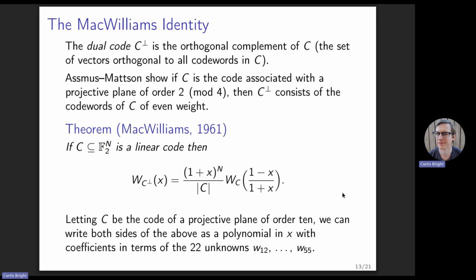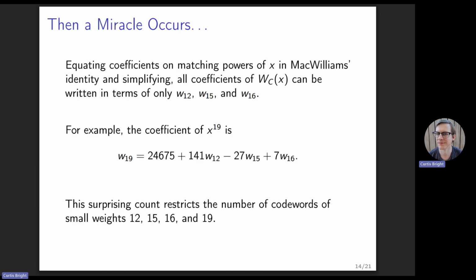What you can do is work out both sides of this exactly in terms of the 22 unknowns. You look at the left side in terms of the 22 unknowns and the right side in terms of the 22 unknowns. Then you can expand out the right side and equate the coefficients, because we know they're equal. Remember Doug Stinson's talk from yesterday? He had that comic, the two mathematicians at the chalkboard with a bunch of equations and in the middle, a miracle occurs. Well, this is where the miracle occurs.